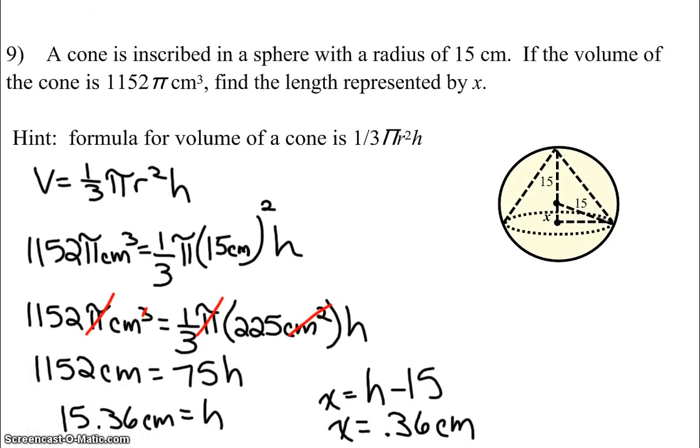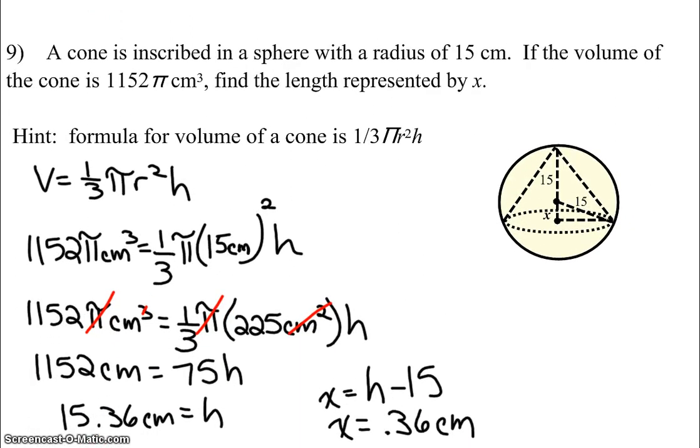Number 9 is a cone, and if you notice, the 15 is the radius of the sphere, so it goes from the center to the side and the center up. That means the height of the cone is actually 15 plus x. So when I wanted to find x, I took the height of the cone minus 15. I simply substituted in the values that I had for the formula, solved for h, solved for the height of the cone, and then subtracted 15 and ended up with x equals 0.36 centimeters.